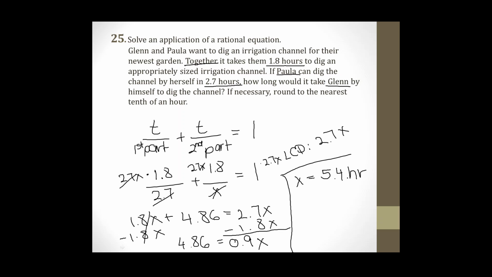Let's just compare real quick who's working faster. Wow, okay, rock on Paula. Paula is doing it quicker than Glenn. She definitely should join the superhero squad. So this is your answer, and the letter that you have to choose is C.